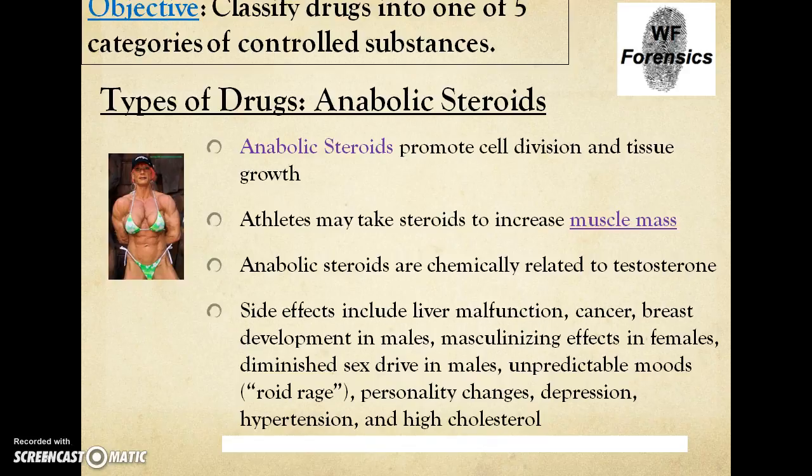Alright guys, so that's it for our PowerPoint. Make sure all of your notes are filled in, study, and tomorrow we are going to be doing tests to study these different types of drugs.